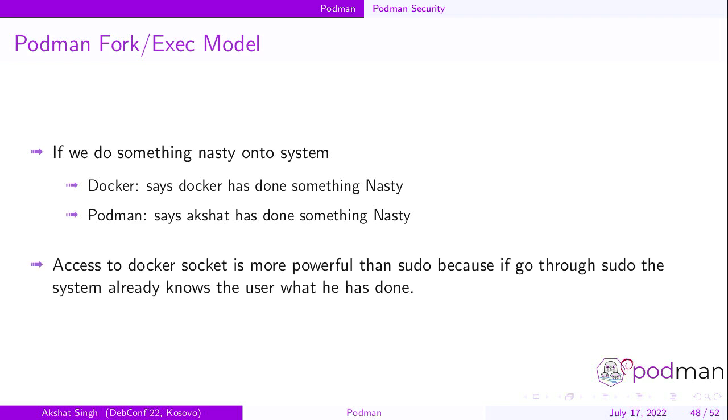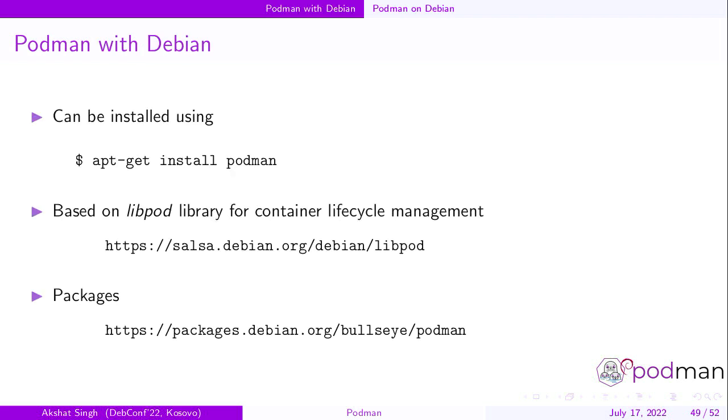Whatever happens, access to the Docker socket, as we have seen, is more powerful and more dangerous than sudo, because there we don't need any password for any problems that happen because of that. In Podman, we already know who the user is and what he is doing. All that is tracked with the login UID.